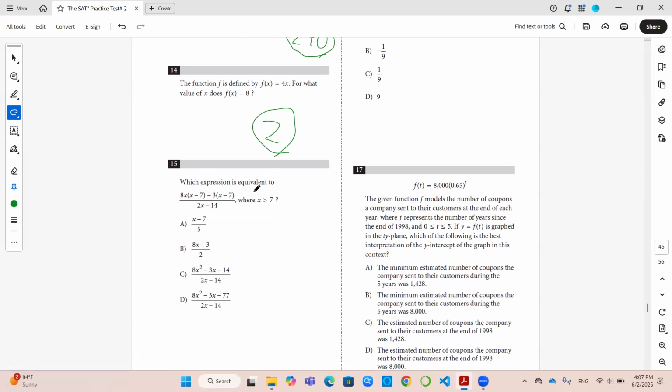Which expression is equivalent to this? I can factor the 2 out in the denominator and it becomes 2 times whatever this is. And I could cancel out the x minus 7s here. And it becomes 8x minus 3 over 2. So B is the correct answer.